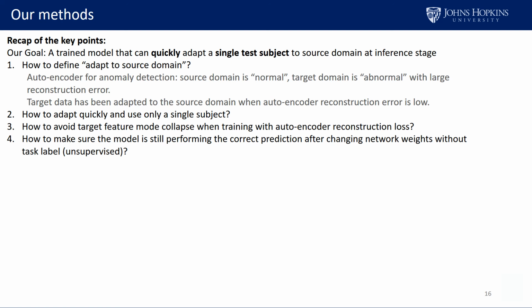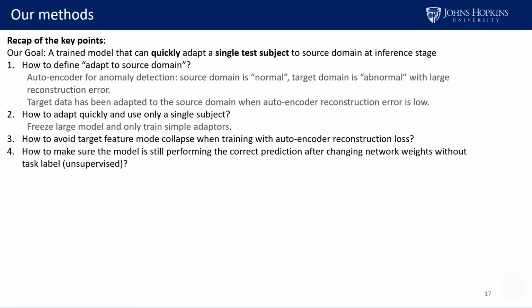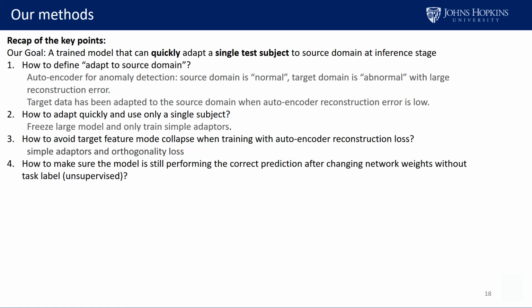The second key point is how to adapt quickly and use only a single subject. During adaptation, large models like the task model are frozen and only the simple adapters are trained. Third, how to avoid target feature mode collapse when training with autoencoder reconstruction loss. We constrain adapters to be simple convolutions and add orthogonality loss to the adapter weights. Fourth, how to make sure the model is still performing the correct prediction after adaptation. The test model is trained on the source domain and kept frozen in adaptation, so we can make sure the test model is still performing the prediction.